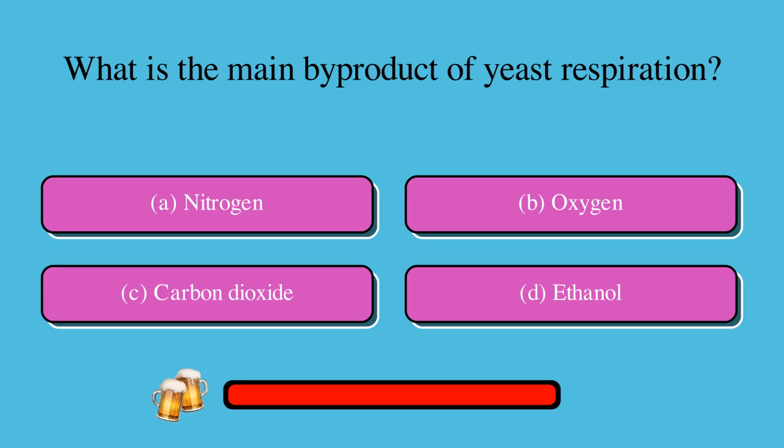What is the main byproduct of yeast respiration? Is it A, nitrogen, B, oxygen, C, carbon dioxide, or D, ethanol? The correct answer is C, carbon dioxide.